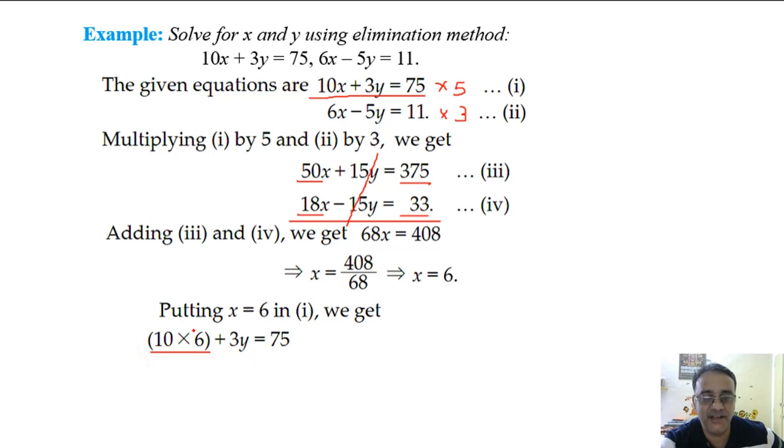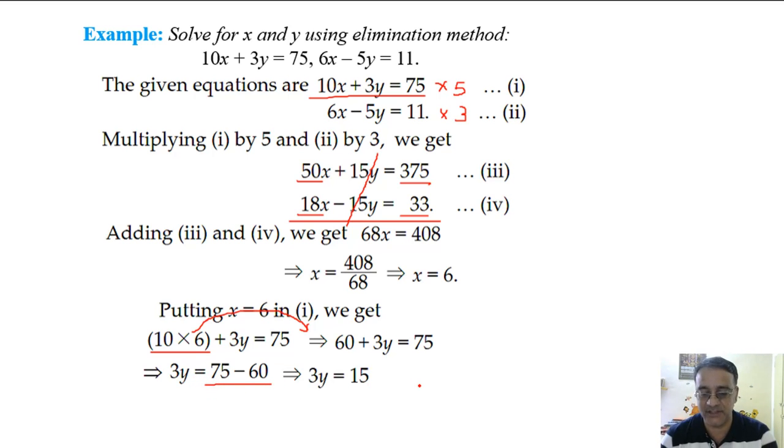So 10 into 6 plus 3y is equals to 75. So ये 60 हो जाएगा. 60 को इधर शिफ्ट करो, it will become minus 60. 75 minus 60 is 15. So 3y is equals to 15. What is the value of y? 5. Hence the required solution is x is equals to 6 and y is equals to 5.